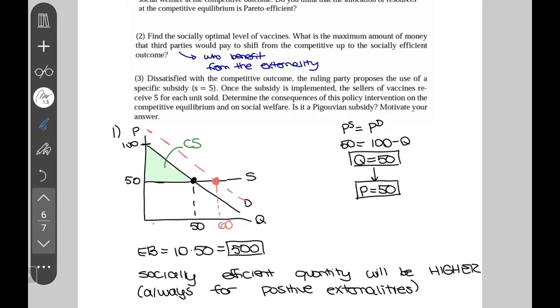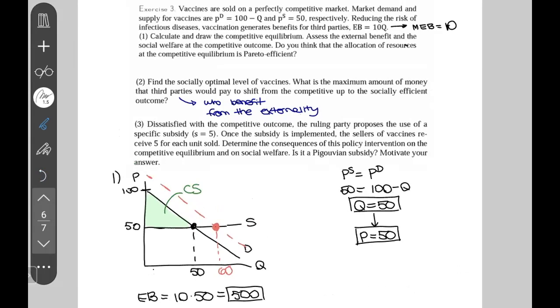If it's Pigovian, that means that it's going to increase the previous quantity to the socially efficient one. And to figure that out, it's very easy because it's the same thing we had earlier with the other exercise. In order to be Pigovian, you have to have a subsidy equal to the marginal external benefit at the socially efficient quantity. The marginal external benefit we saw was 10. So it's always 10, and then the subsidy should simply be €10.